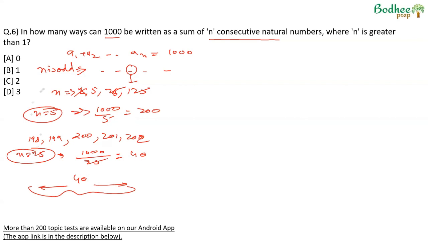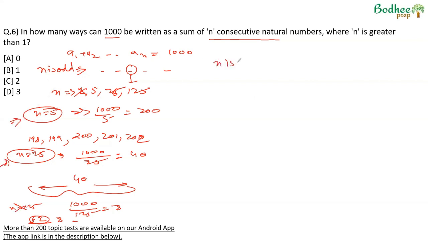Now when n is 125, the average will be 8. So 8 becomes the central number. 125, the central number is 8, 124 numbers left, therefore 62 on the left, 62 on the right. So here we'll get into the negative territory. We were looking at consecutive natural numbers, only positive. So this case is not counted. So we get two cases for 5 and 25.